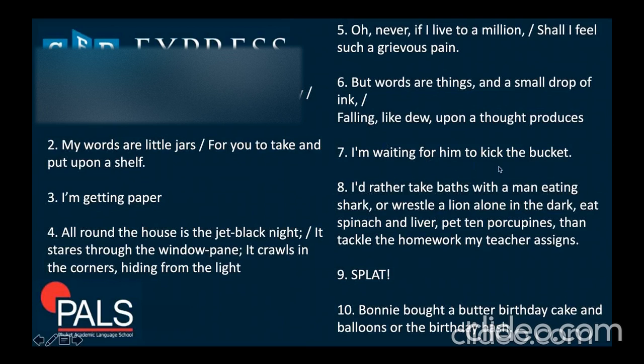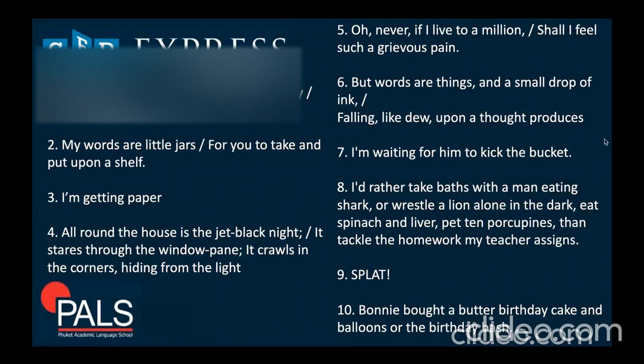"I'm waiting for him to kick the bucket." Right. So this is a figure of speech, and this is a cliche or an idiom that is being said by at least people who speak English. This means that someone, like, I'm waiting for him to die. To kick the bucket means to die.